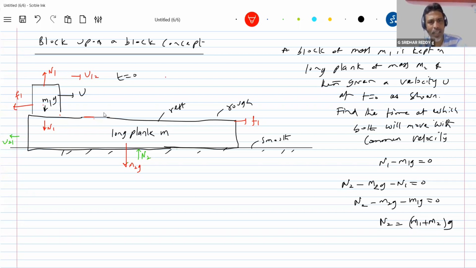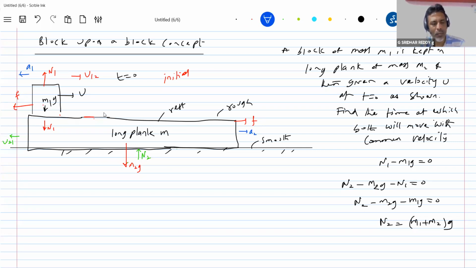This is the initial diagram. Now tell me what will happen. The velocity of the block will keep on decreasing. And because of this friction force acting, what will happen to the plank? The plank starts accelerating. The block will undergo retardation, because the force is acting opposite to velocity. And this will undergo acceleration, because the force is acting on it. I'll write only F, because F1 will get confused.